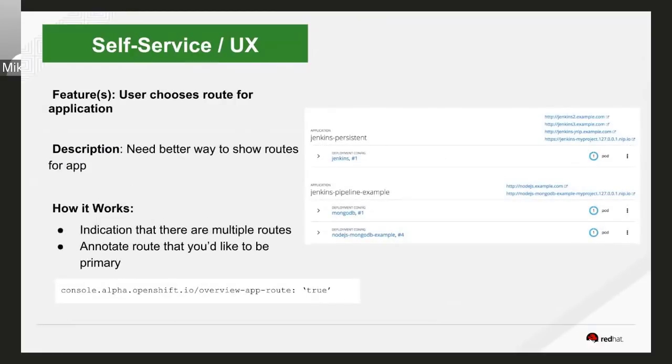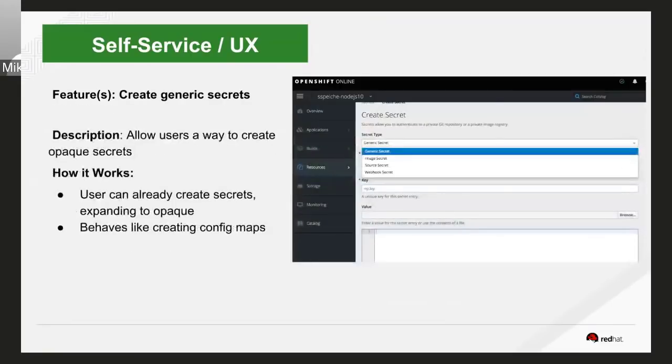The route, so this was a new feature back, I think, in 3.7, could have been 3.9, but we gave the ability for a user to have multiple routes to their application, but we didn't expose it in the user interface. Now you do have that option to turn it on in the user interface, and then you'd be able to see the multiple routes to that application.